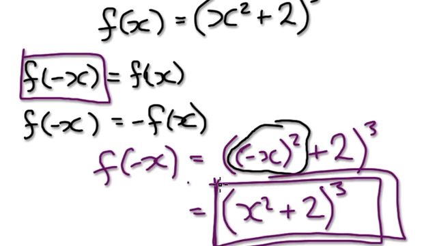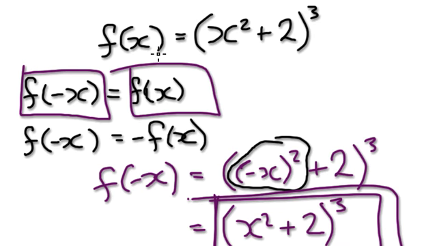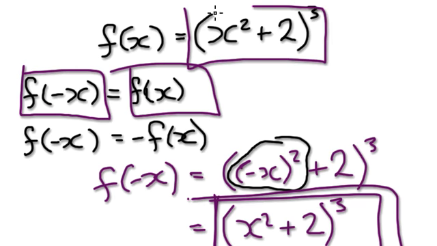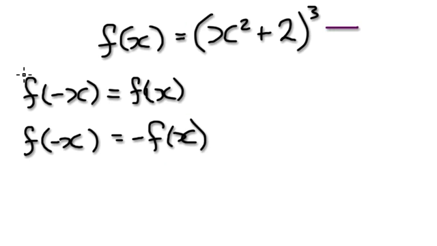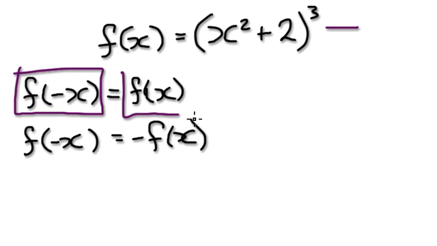Now this thing here is exactly the same as f of x. So it's exactly the same as our original. So we know it's an even function. Because this is equal to this, then we know that this here is an even function.